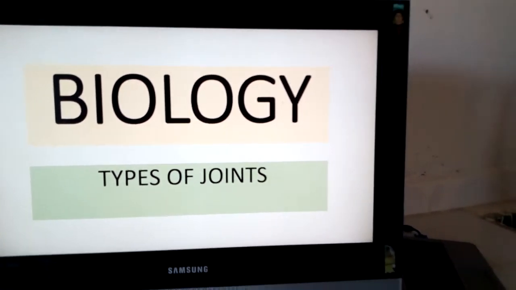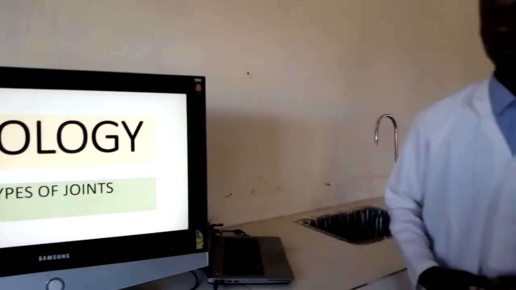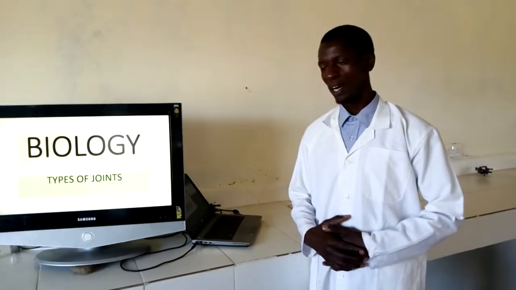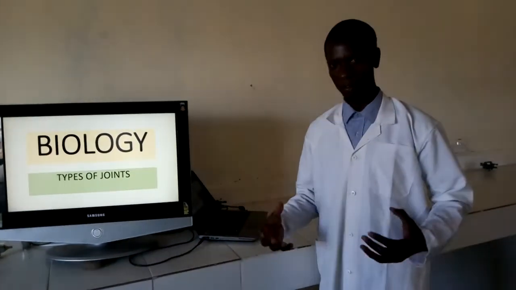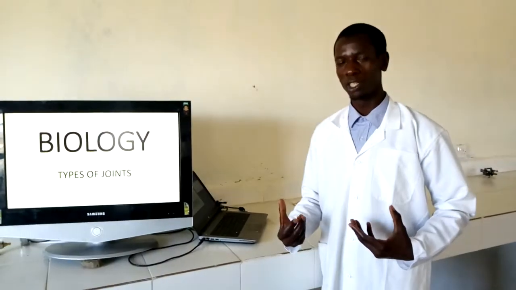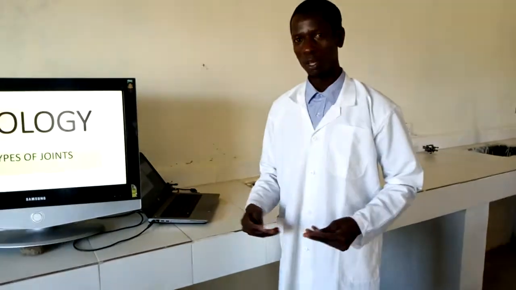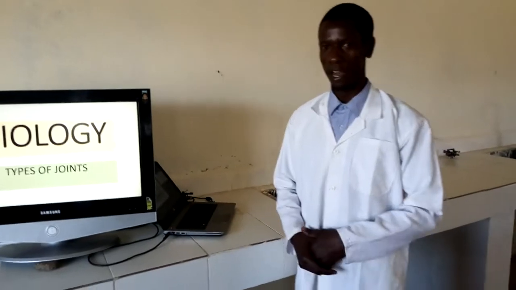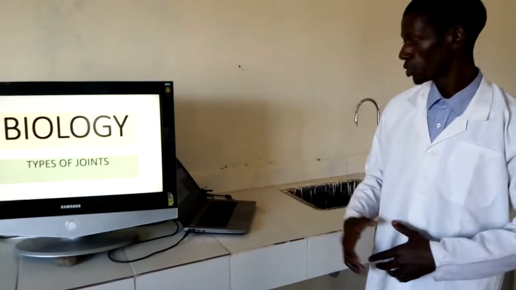In our previous lesson, we were looking at the bones of the hind limbs, and here we are going to look at the types of joints. When we were looking at the bones of the hind limbs, we came across bones such as the femur, which articulates with the pelvic girdle. We also looked at the tibia and fibula, and tarsals, metatarsals, and phalanges. But today we are going to look at the types of joints that we have.